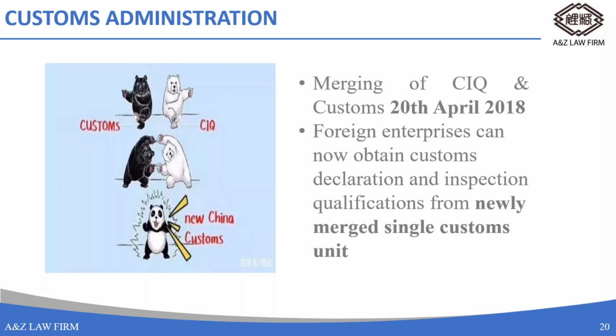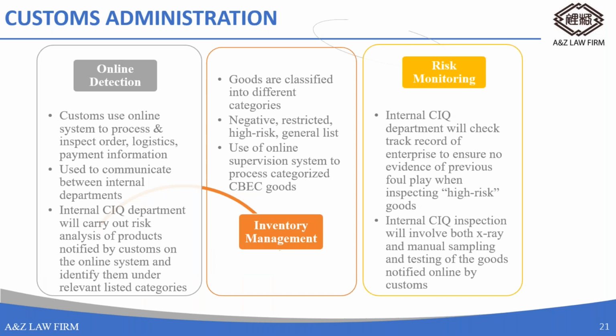Nevertheless, there are some steps that I would like to highlight, and therefore in the next slide we put them so you can also read them later on a bit more slower. But the first step is the online application, right, the detection. So we already talked about it. Customs use this online system to process and inspect order, logistics, and payment information.